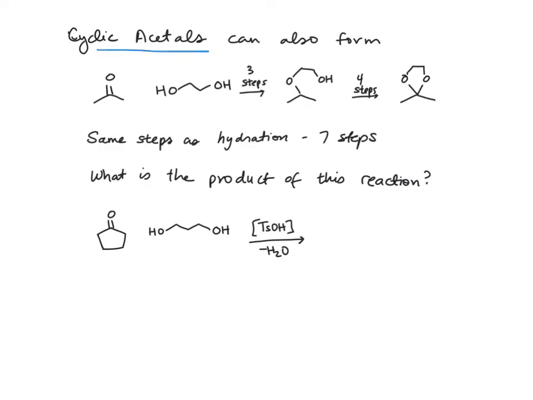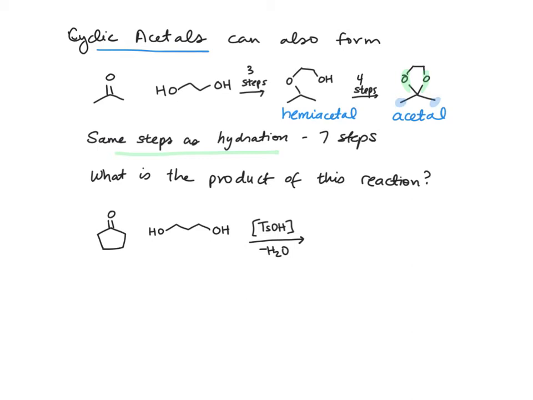Cyclic acetals can also form, and this is pretty common to use. In this case, we're using ethylene glycol, and in 3 steps, we get the formation of the hemiacetal, and in 4 more mechanistic steps, we get the formation of an acetal. This is just like what we did before, where we've got 2 R groups, and then we have 2 ethers attached to that central carbon atom. It's the same steps as in the hydration reaction. We've got 7 mechanistic steps.